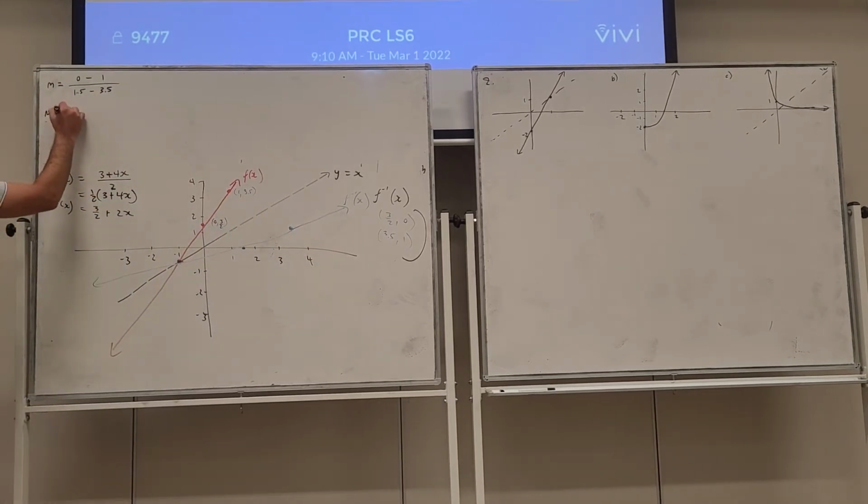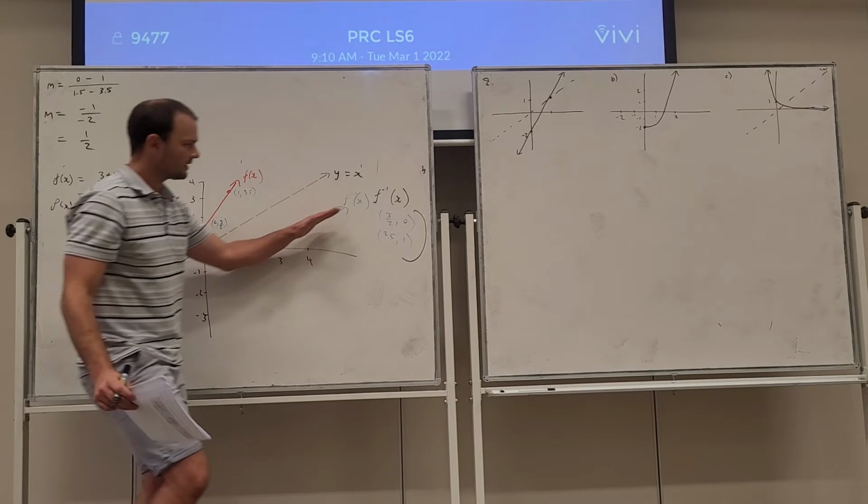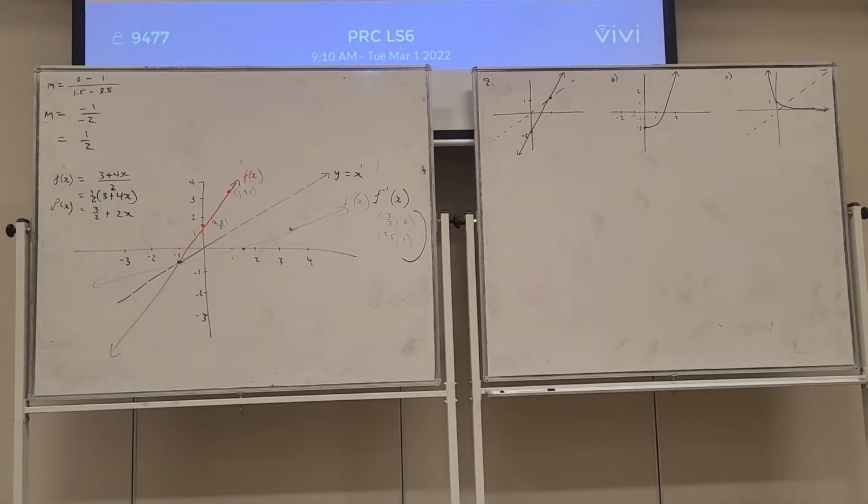Okay, to process this, we're going to have 0 take 1 is minus 1, on 1.5 take 3.5 is minus 2. That simplifies to half. Okay, and the slope is half. And it is a positive slope because we can see it's increasing. As x increases, y increases. All right, so we've got the slope of the line.